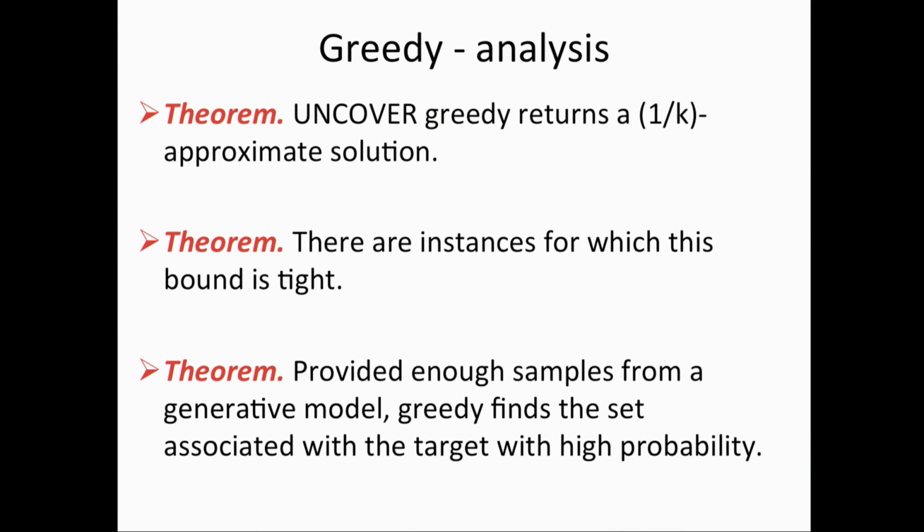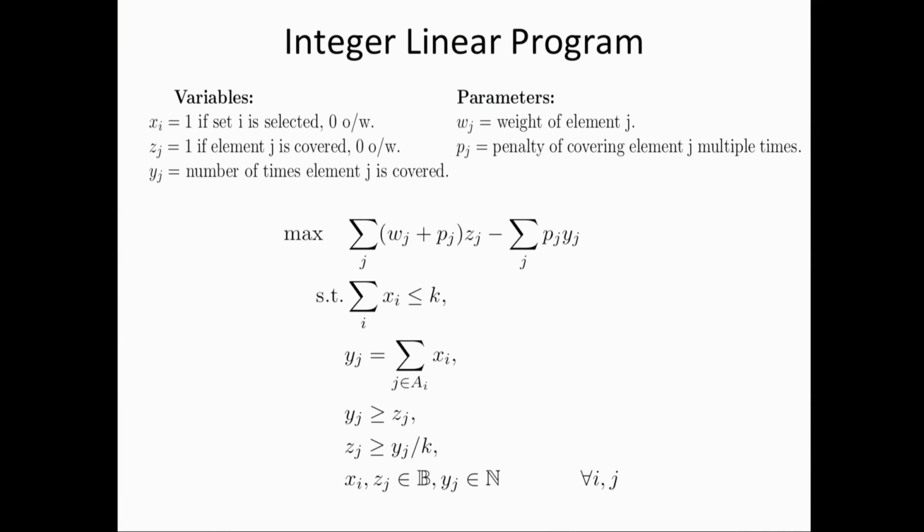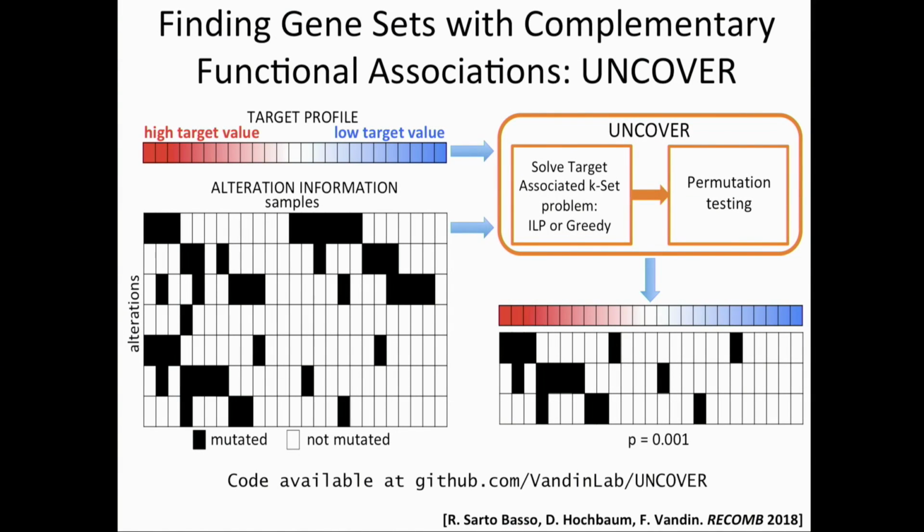We also designed an integer linear program, an ILP, to solve the problem, which works well when the sample sizes are not too large. And we coded this in our approach that we called Uncover, which takes the target profile and the alterations, and then solves this optimization problem using either the ILP or the greedy algorithm, and performs permutation testing to obtain a p-value for the solutions it reports.